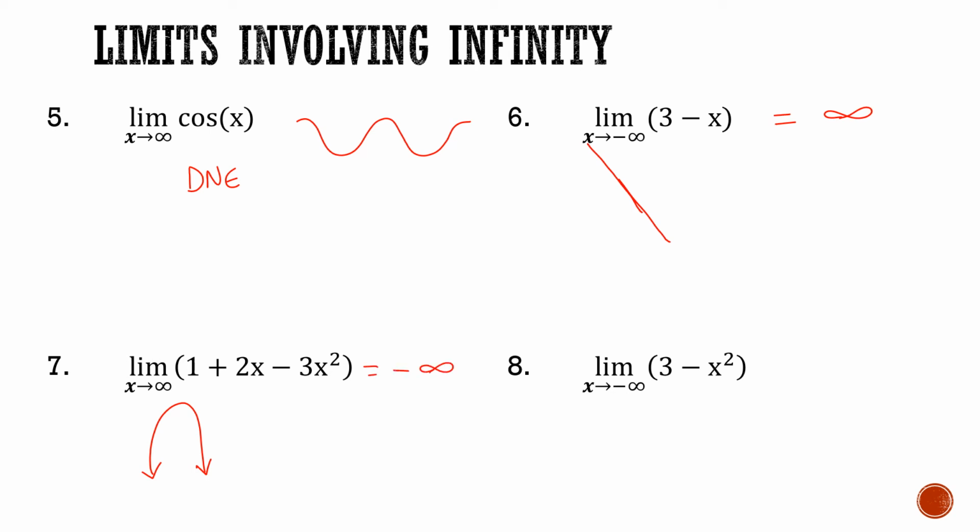Number 8 is pretty much the same thing. We have the limit as x approaches negative infinity of 3 minus x squared. That's the upside down parabola. So even if I'm going to negative infinity, it's still facing down, so this equals negative infinity.